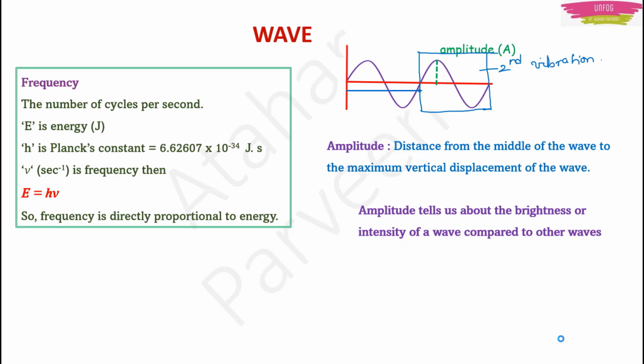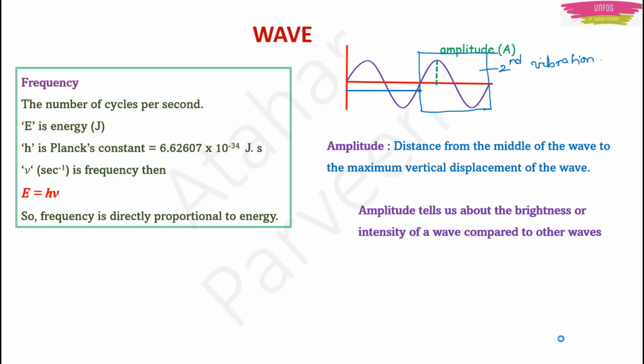This frequency is also related to energy. Here you can see that E equals h nu, the well-known formula given by Planck. Here E is the energy of the wave. This energy is in joule. h is the Planck's constant. The value of this Planck's constant is 6.62 into 10 raised to minus 34 joule second. And nu is the frequency, of course. So for any wave, the energy of that wave and its frequency are directly proportional to each other.